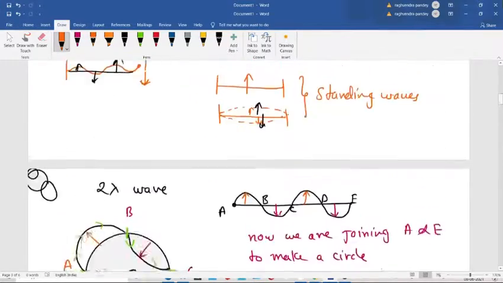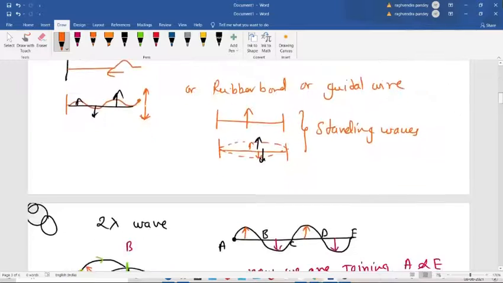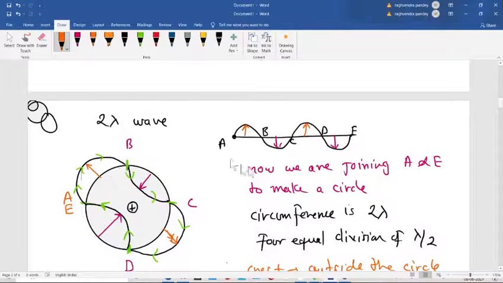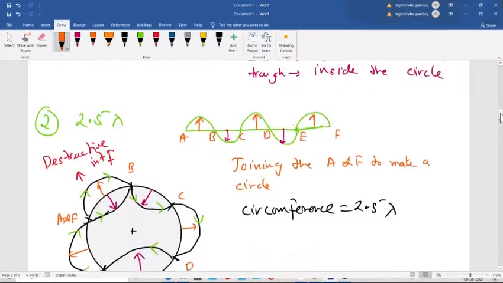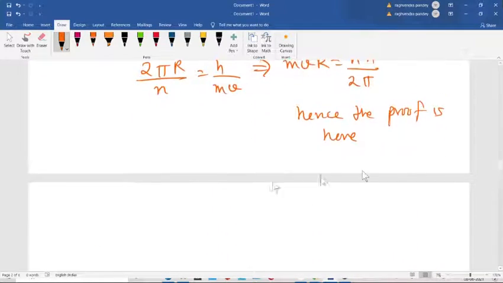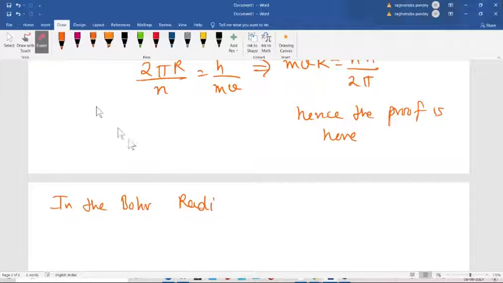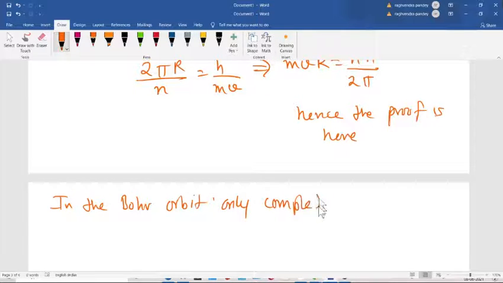Sometimes they give you different types of this. These are the complete waves. Complete wave means 360 degree. One crest and one trough is your 360 degree, then again 360 degree. So it can exist as a complete wave only. So in the Bohr orbit, only a complete wave will give constructive interference.